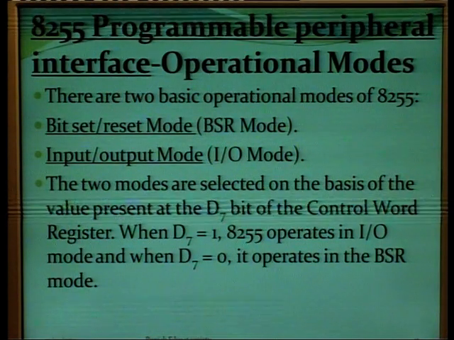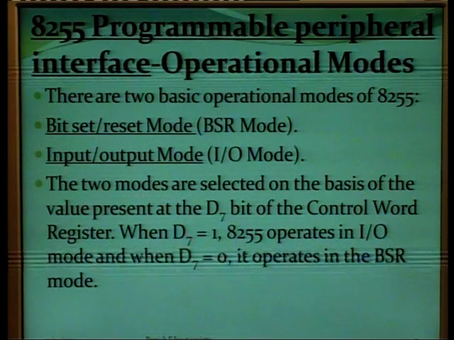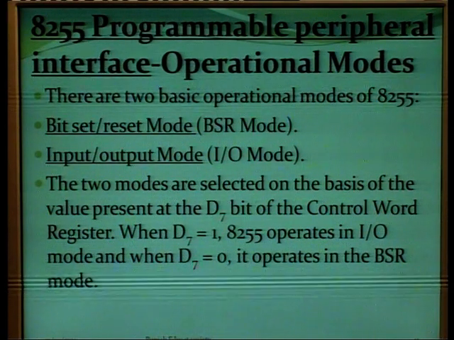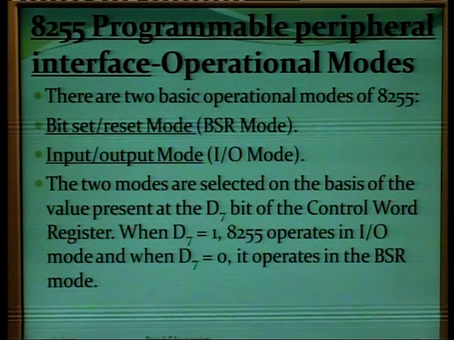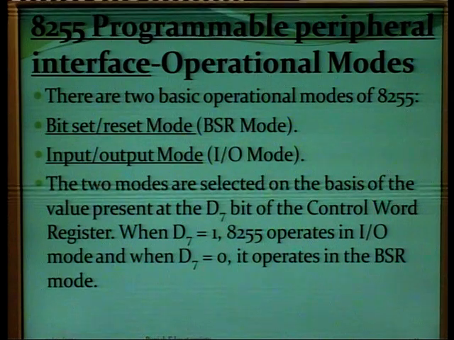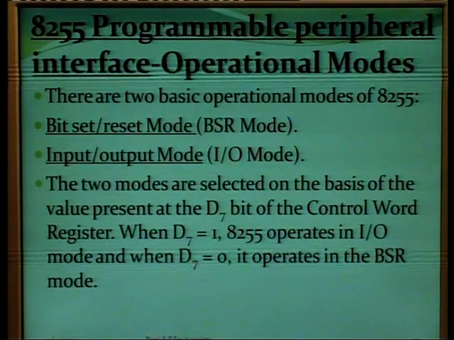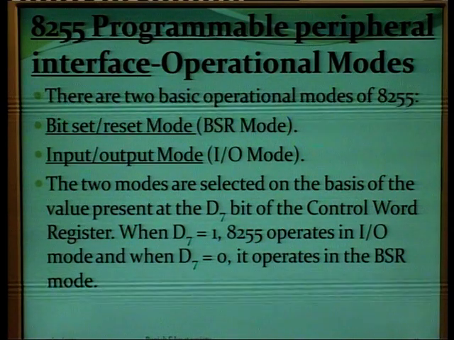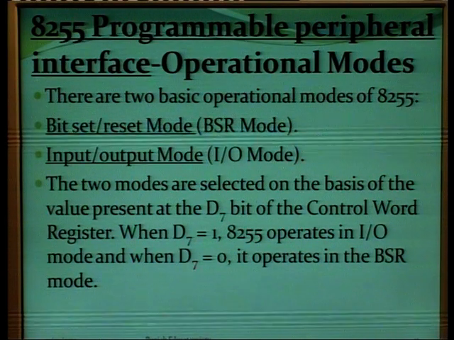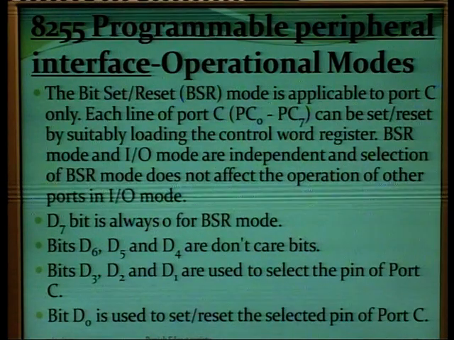There are two basic operational modes of 8255. First is bit set reset mode, BSR mode, and second one is the input output mode, IO mode. The two modes are selected on the basis of the value present in the D7 bit. When D7 is equal to 1, there is input output mode. When D7 is equal to 0, it operates in bit set reset BSR mode.